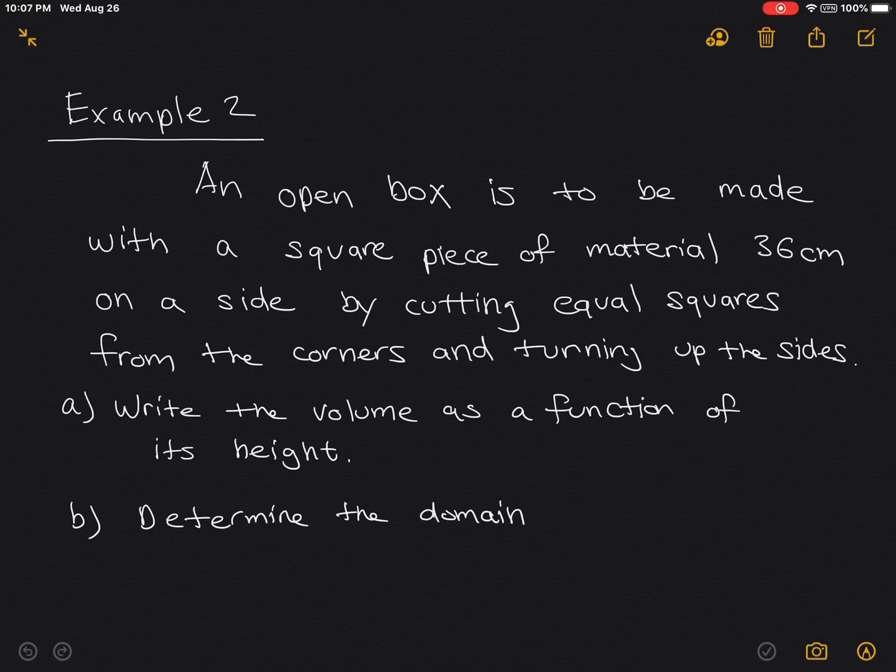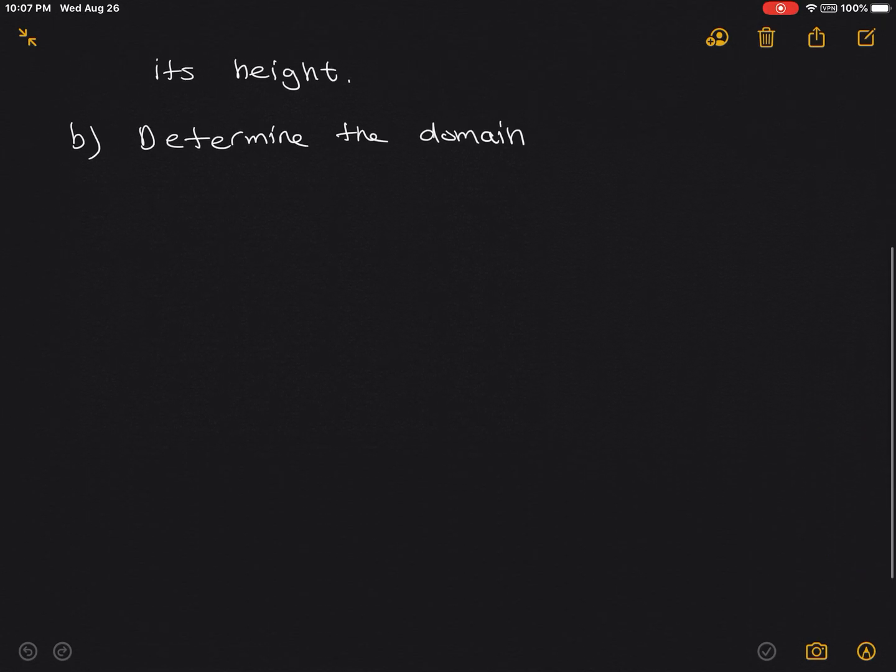Okay, let's take a look at another example here. This is one of those classic pre-calc textbook problems that you can find in any pre-calculus or math analysis book. All right, so an open box is to be made with a square piece of material, 36 centimeters on a side, by cutting equal squares from the corners and turning up the sides. Write the volume as a function of its height, and part B, determine the domain.